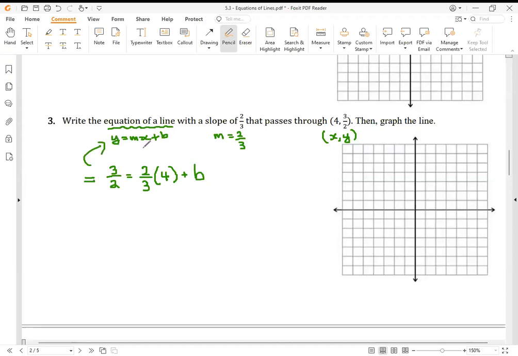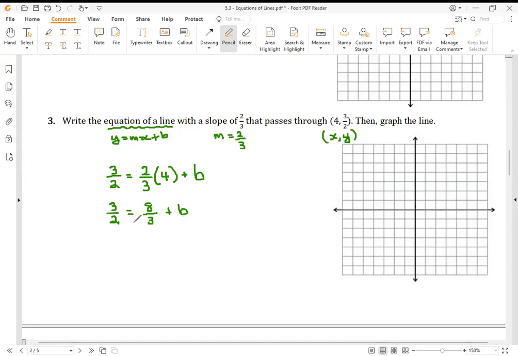The line above already has an equal sign. It's called an equation. That's why we keep the equal sign the same, and we're saying left side equals right side. We keep that consistent. Here we go. 3/2 is equal to 8/3 plus b. Ooh, how do I get b all alone?